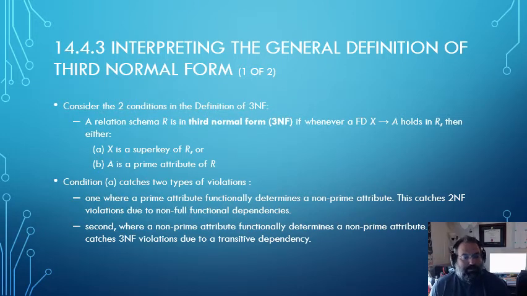Consider the two conditions of the definition of third normal form. A relation schema R is in third normal form if, whenever a functional dependency X implies A holds in R, then either X is a superkey of R or A is a prime attribute of R. Condition A catches two types of violations. One is where a primary attribute functionally determines a non-primary attribute. This catches second normal form violations due to non-full functional dependencies. Second, when a non-primary attribute functionally determines a non-prime attribute. This catches third normal form violations due to a transitive dependency.